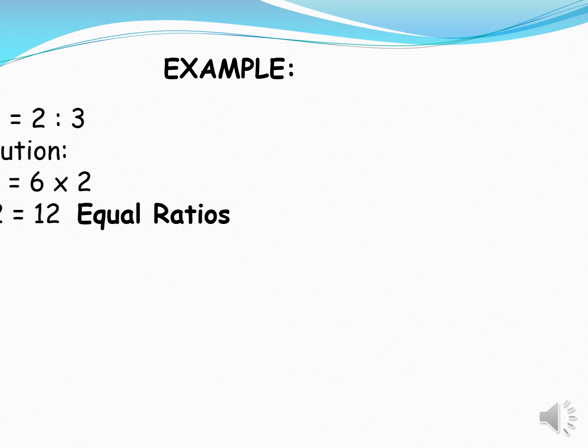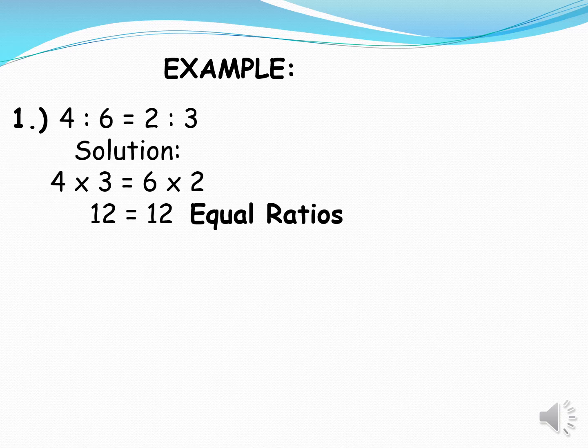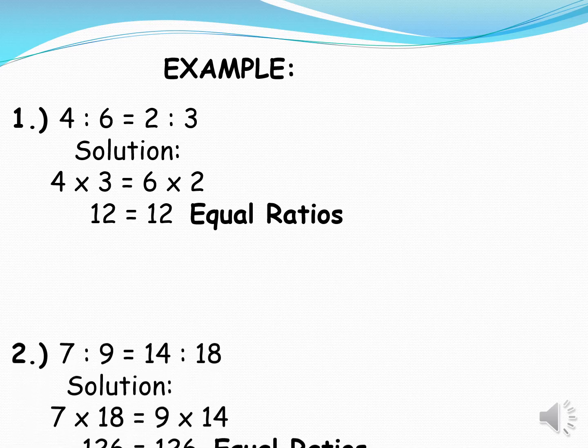Example, number 1, we have 4 is to 6 is equal to 2 is to 3. So solution, we have our first and last term, 4 times 3 is equal to the product of the second and third term, 6 times 2. 4 times 3 is equal to 12. 6 times 2 is equal to 12. So they are equal ratios.